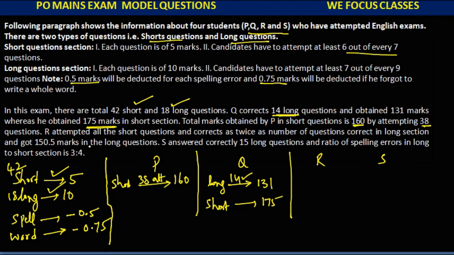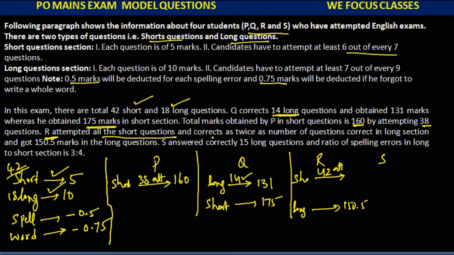Next, R attempted all the short questions. In the same way, information is given about R: he attempted all the short questions. How many questions are there in short? So he attempted 42. I am writing attempt. And he corrects twice as many questions in the long section as in the short, and got 150.5 marks in the long questions. So in the long section he got 150.5 marks. This is given to us.